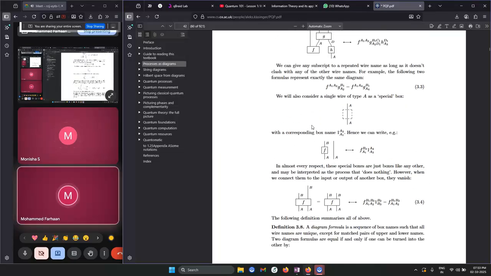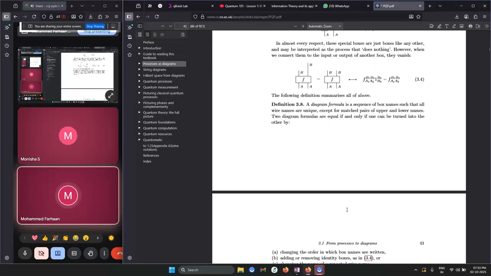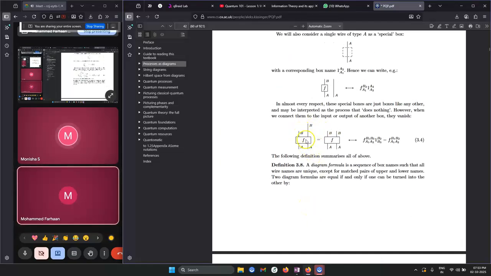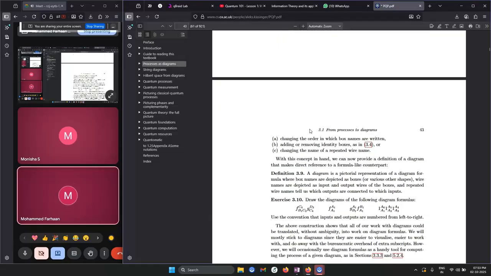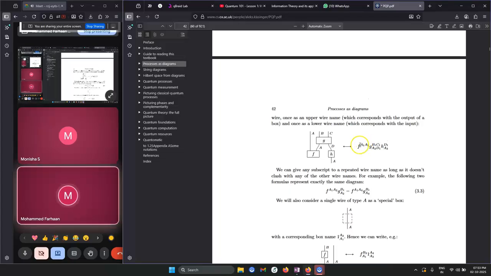Okay, let's have a look at 3.4. What does he say about 3.4? Adding or removing identity boxes. So we removed identity box. Similarly, changing the order in which box names are written, that's what we saw when we were talking about your example here.